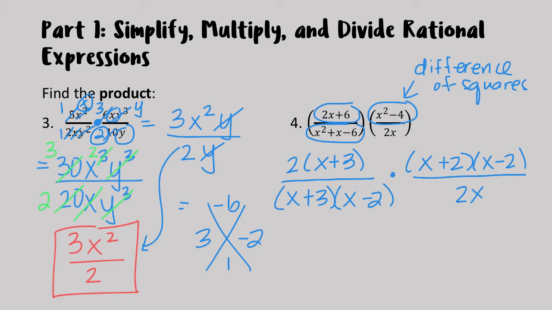So rather than multiplying everything in the numerator together and then everything in the denominator together, I'm going to stop there, and then I'm going to check and see if there's anything in any numerator that can cancel out with anything in the denominator. So I have x plus 3 divided by x plus 3, x minus 2 divided by x minus 2, 2 divided by 2, and then I'm going to go ahead and write what I have left. I have an x plus 2 in the numerator, and in the denominator, x.